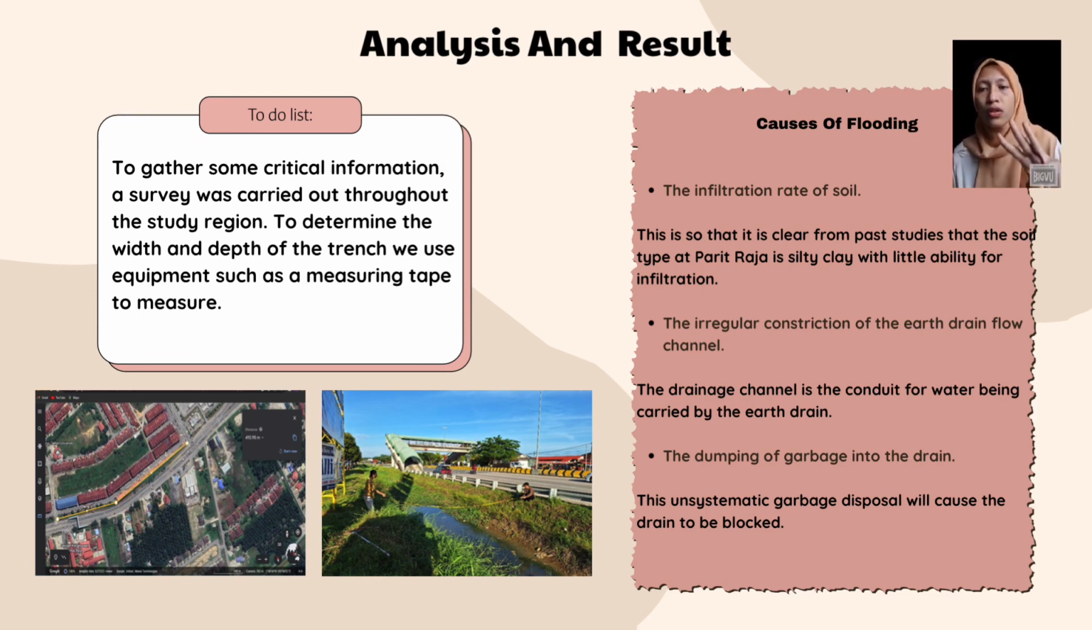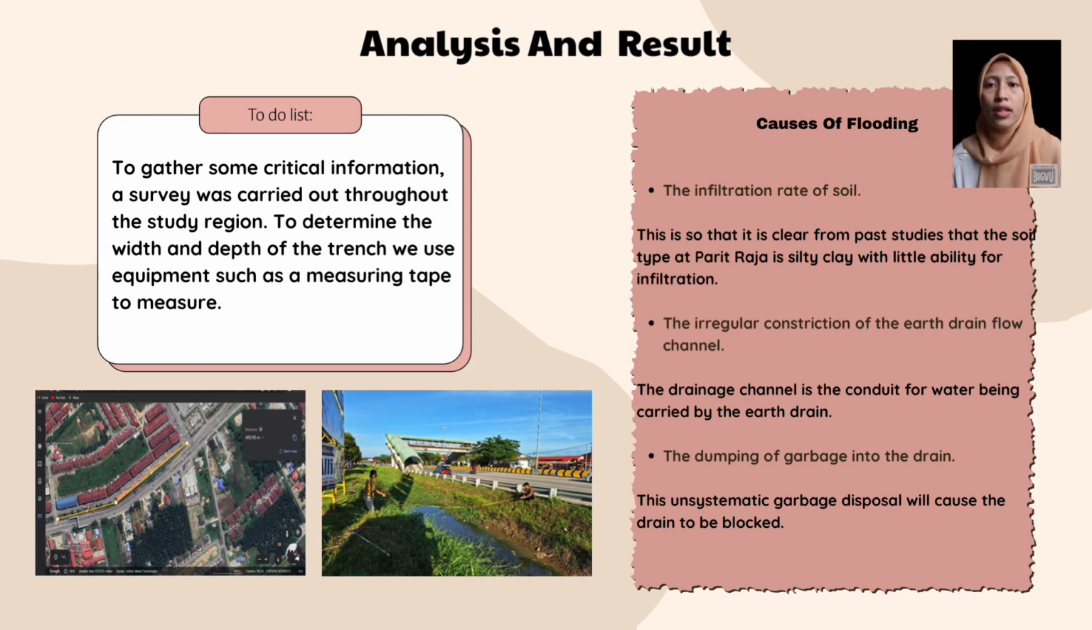There are three causes of flooding in Taman University Parit Raja. The first is the soil infiltration rate. It is clear from past studies that the soil type at Parit Raja is silty clay with little ability for infiltration. Therefore, a suitable drainage system needs to be built in order to prevent the above scenario from occurring and to lessen the damage if it is unavoidable.